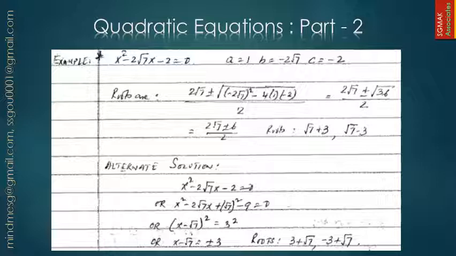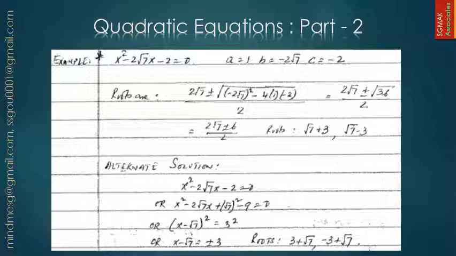Two roots. Alternately, any quadratic equation you can set up as a perfect square plus or minus something. So in this case, we can write the original equation as x minus square root of 7 squared equals, the right hand side becomes 9. So you're not using the typical formula for finding the roots of a quadratic equation.